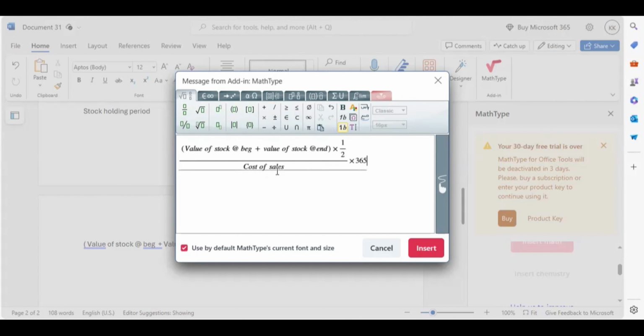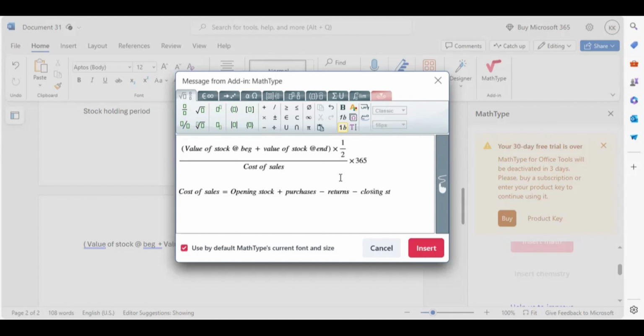Now, how can you go about calculating your cost of sales? The formula to calculate your cost of sales is always the same, right? So your cost of sales is going to be equal to your opening stock plus your purchases, less any returns if there were any, and also less your closing stock.